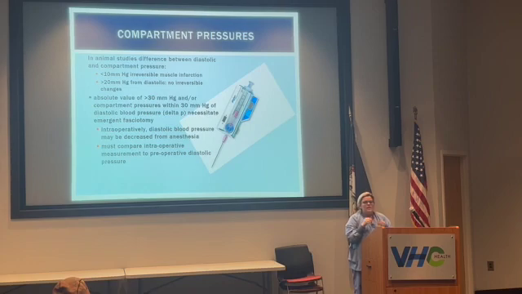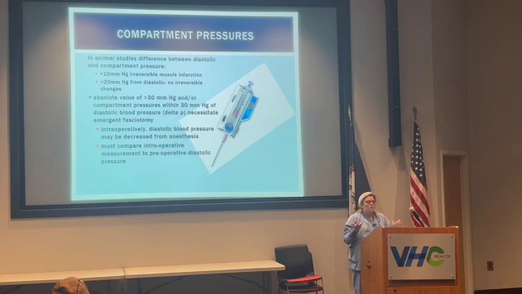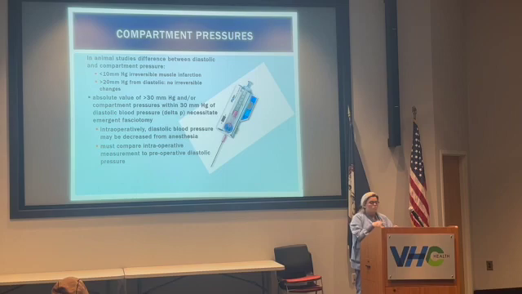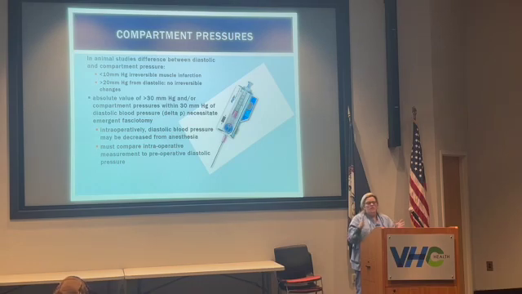Okay, so if the pressure within the compartment is greater than 30, or if the pressure within the compartment is within 30 of the diastolic blood pressure, then that constitutes a compartment syndrome and would be an immediate indication for fasciotomy. There was one case down in the recovery area from a reperfusion case where the difference between her diastolic blood pressure and her compartment pressure was 14. That just tells you that it's too much.